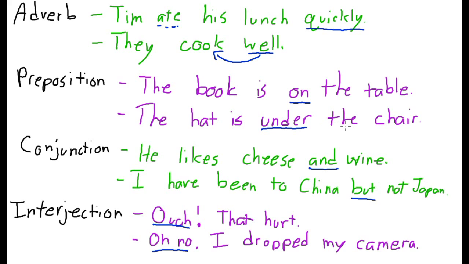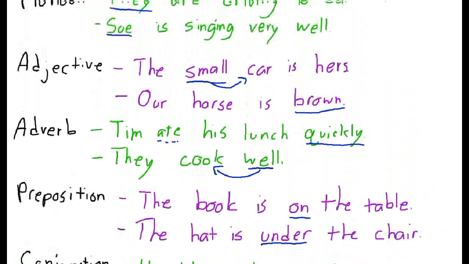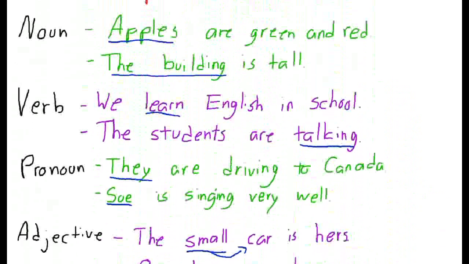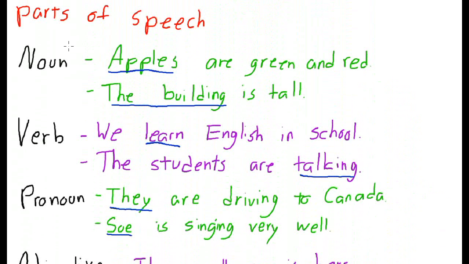Okay, so those are the parts of speech I want to talk about today. Let's go through them and review a little bit. Alright, so different parts of speech. Remember the noun. So the noun is like the subject. Like I wrote, apples are green and red. Okay, so the noun is the subject, apples in this case. Now the verb, it describes what the subject is doing or what is happening to the subject. So we learn English in school. We learn. Learn is the verb.